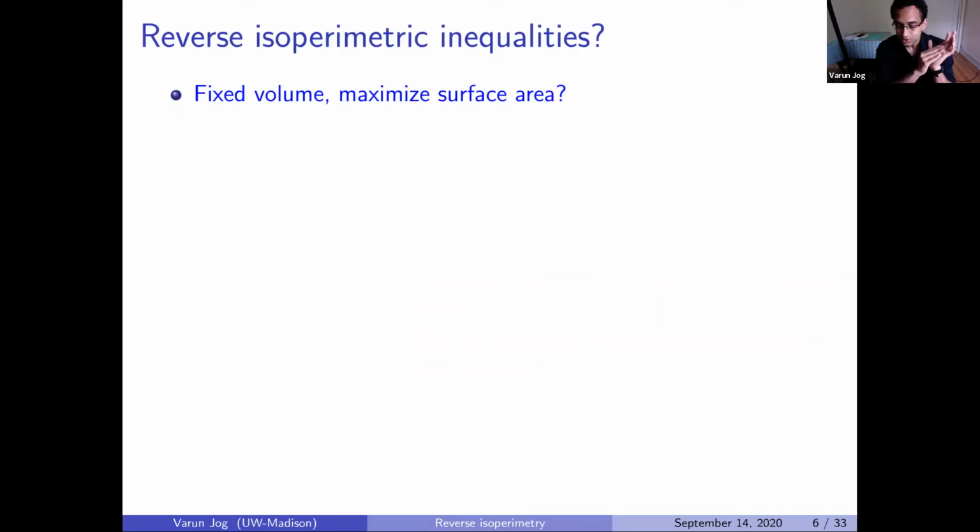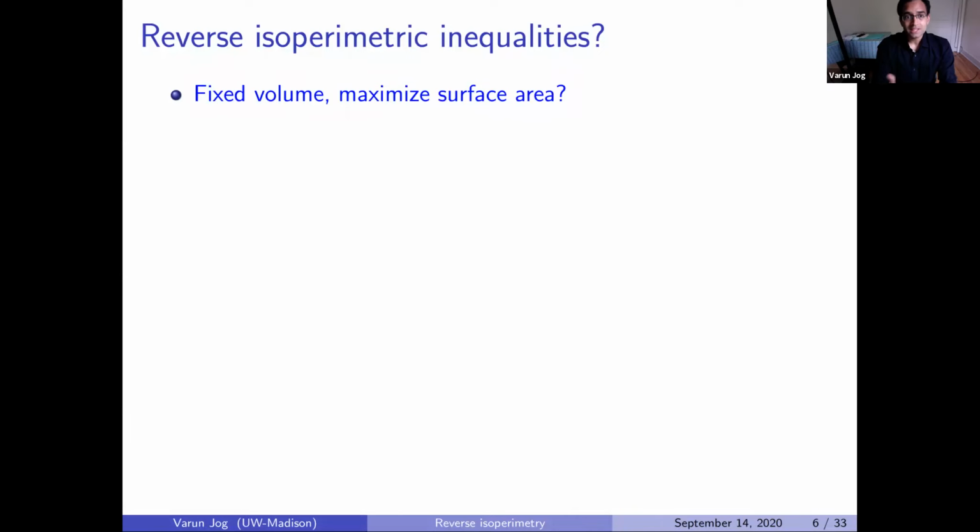Okay, so this talk is not about isoperimetric inequalities. This is about reverse isoperimetric inequalities. What do I mean by that? What if you have a fixed volume and you want to maximize the surface area of a set?